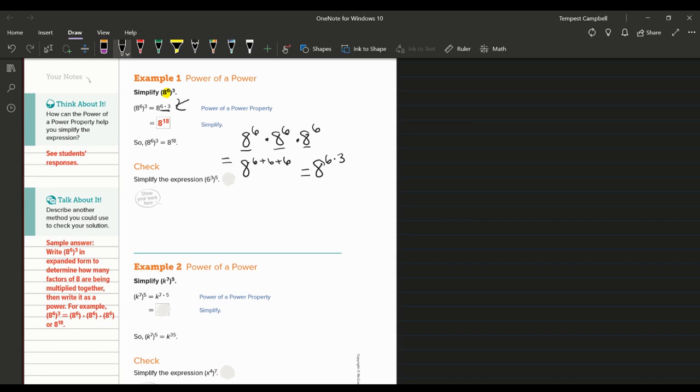So I'm showing you the step that's happening in the middle. And so now we get 8 to the power of 18. Go ahead, pause the video, try the check.